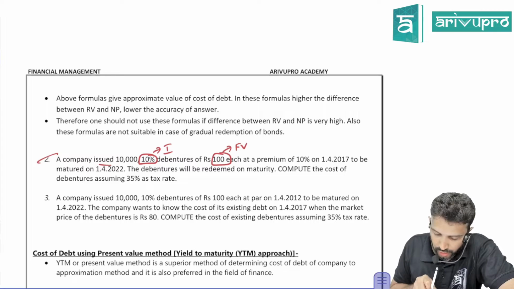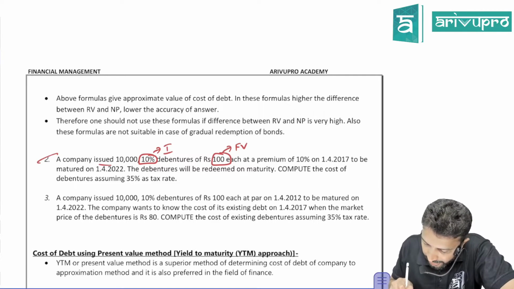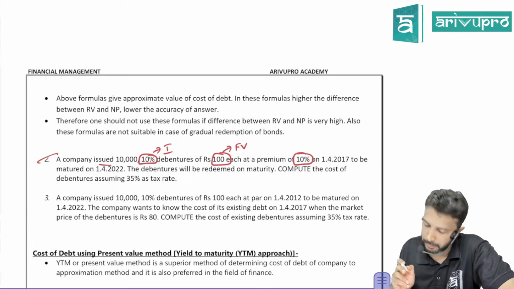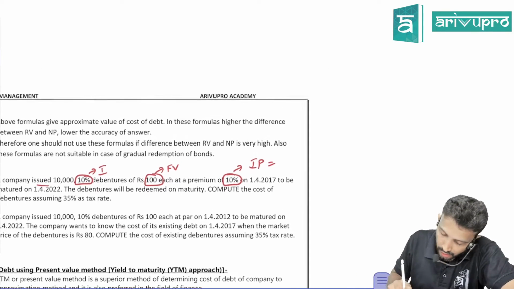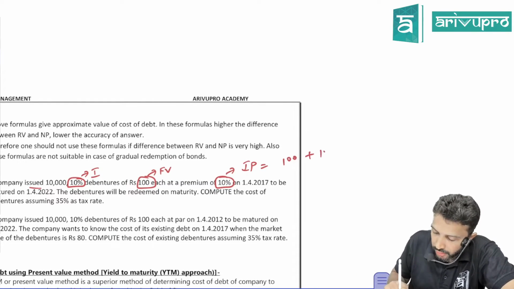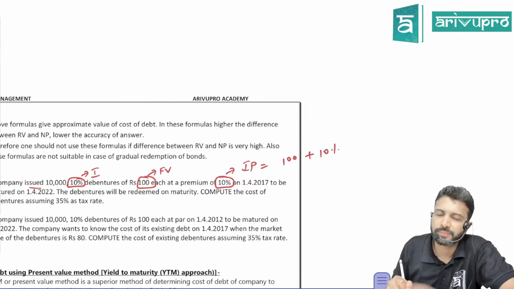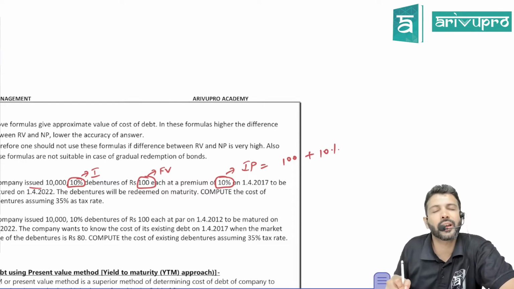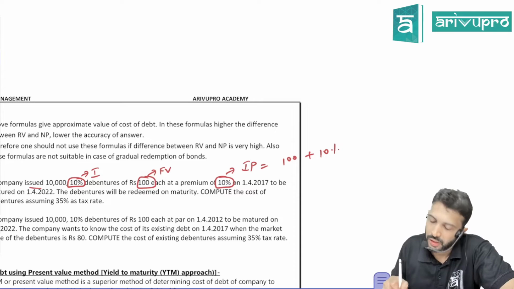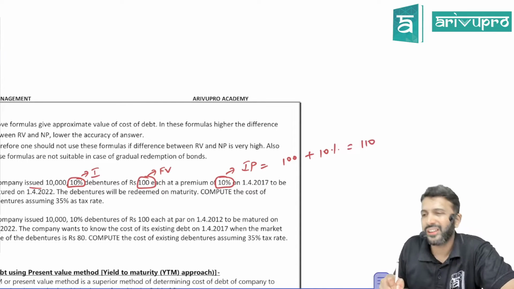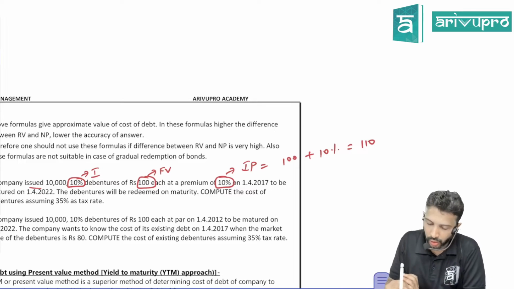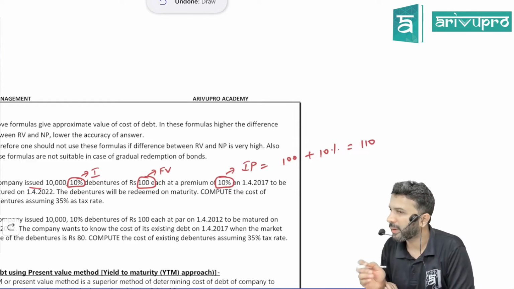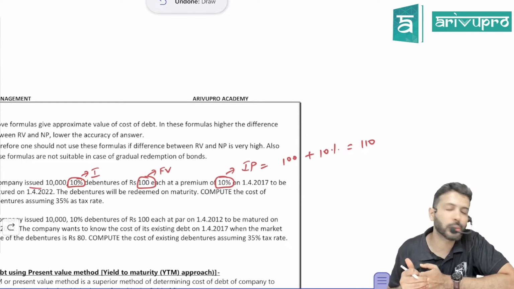So we have issued the debentures of face value 100 at a premium of 10%. That means, can you tell me what is the issue price? 100 is the face value, but you have issued at a premium of 10%. 10% of 100 you calculate, it will be 10. That means IP is 110. Either you calculate 10% of 100 and separately add it to 100, or simply do 100 plus premium of 10%. Automatically you will get issue price of 110.